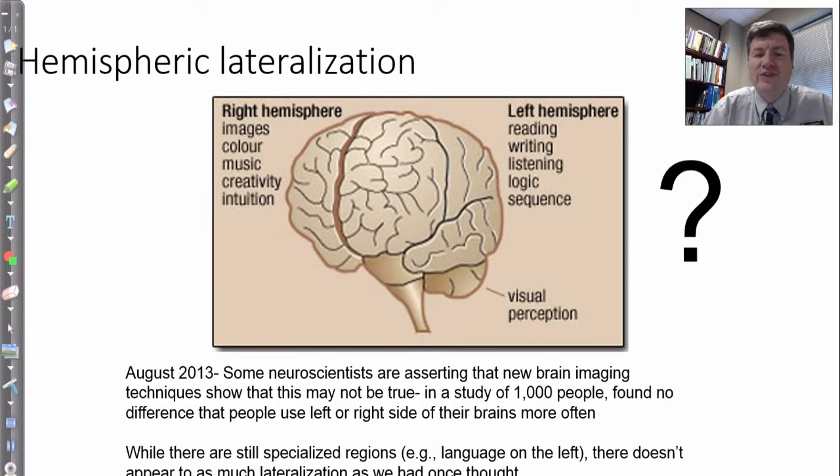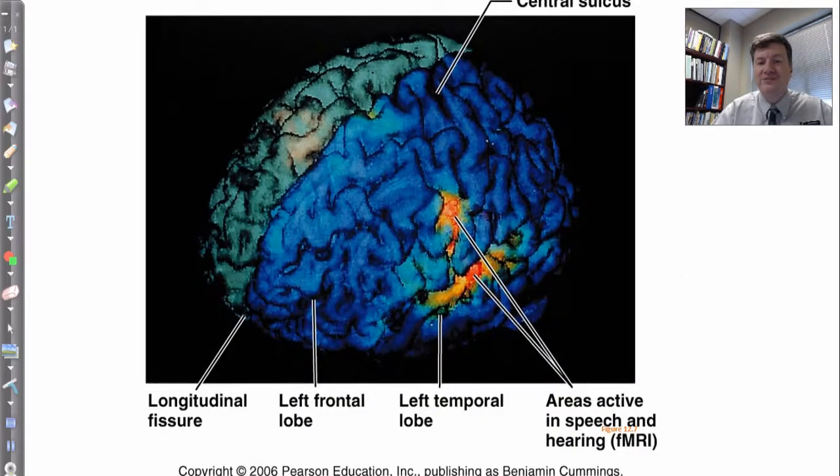There's a study done in 2013 that actually found that this is not necessarily true. They found in the study that of 1,000 people, there really wasn't a big difference in how people use their left or right brain more often. You would think if you're solving a math problem, you're only using the left side of your brain. And while there can be some specialization, like you see down there for language, there doesn't appear to be as much lateralization as we once thought. In other words, if you think you're very creative, it's not just your right side of your brain that's doing that, it's actually both sides.